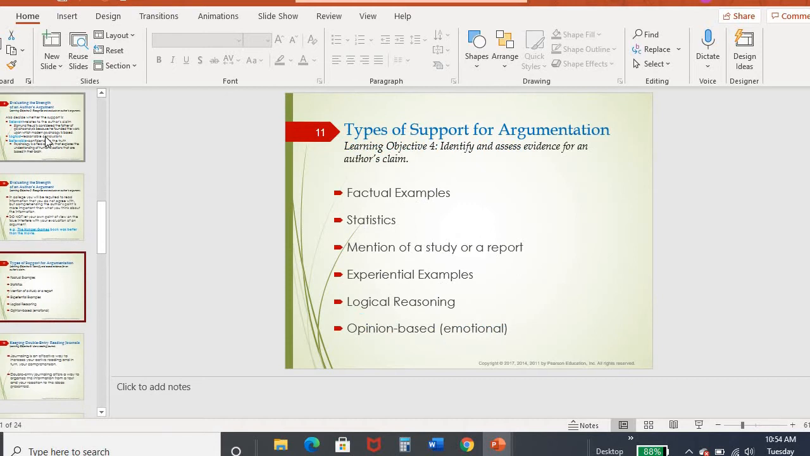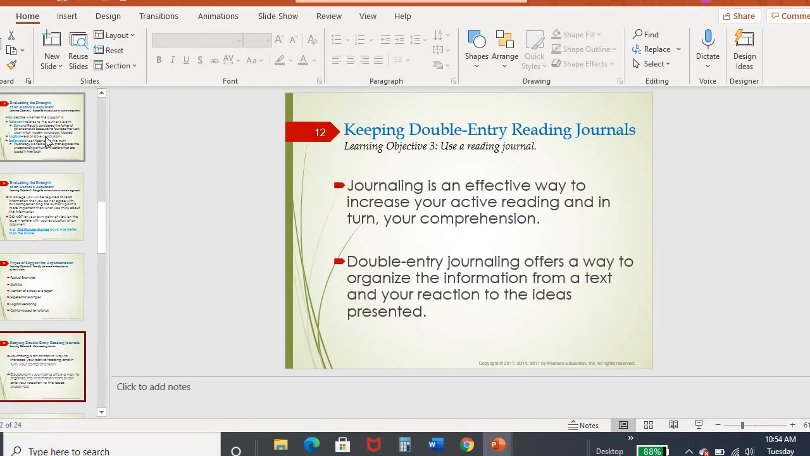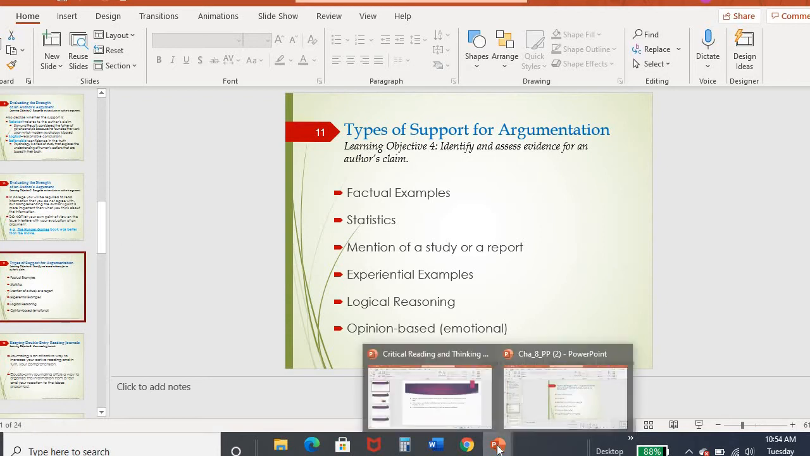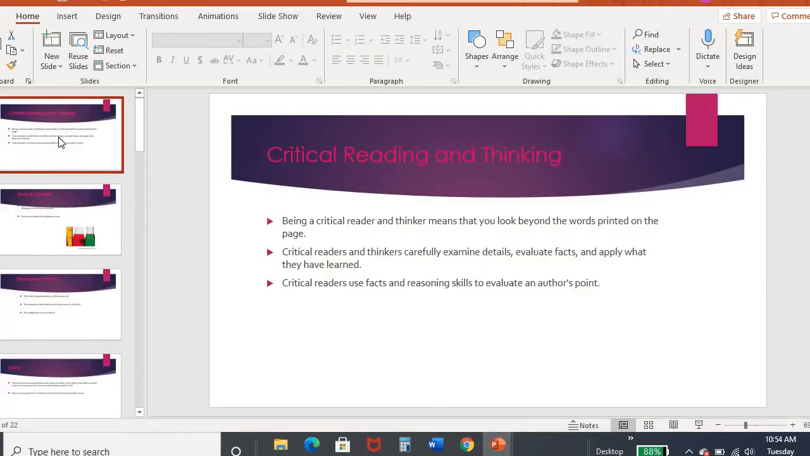I mentioned a few of these already: examples, stats, different kinds of anecdotal evidence, opinions. So that is the basis of the chapter. I also have a different PowerPoint that goes through a few more things. This is all relating back to critical thinking, which is one of your mastery skills that we'll look at in week 13. But this is talking about the process of critical thinking in general.